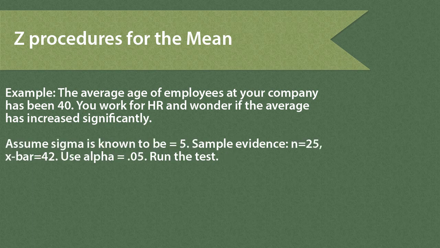Next, we would have to collect our sample evidence. We're assuming a known population standard deviation equal to 5 years. Our sample evidence in this case comes from a sample n equal to 25 and produces a sample mean x bar equal to 42 years. We're going to use alpha equal to 5%. Now we're able to run the test.